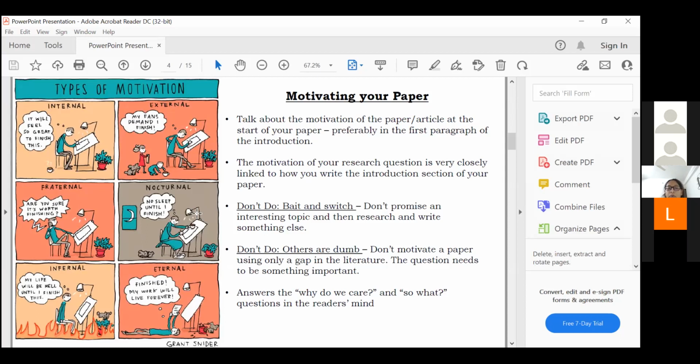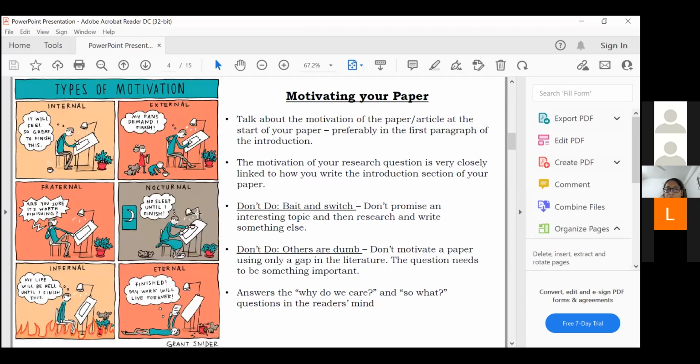Now, the motivation of a research question or your research paper is very closely linked to how you write the entire introduction section of the paper. Why is this important? Because the introduction section of a paper is what a reader will use to decide whether or not to read the rest of the paper.